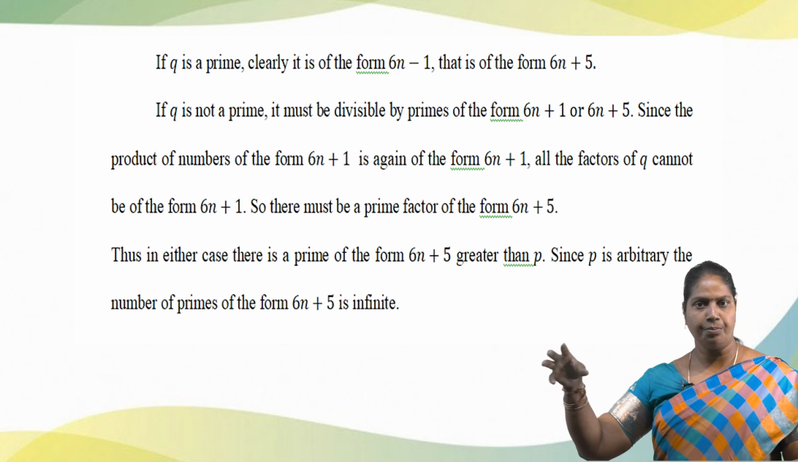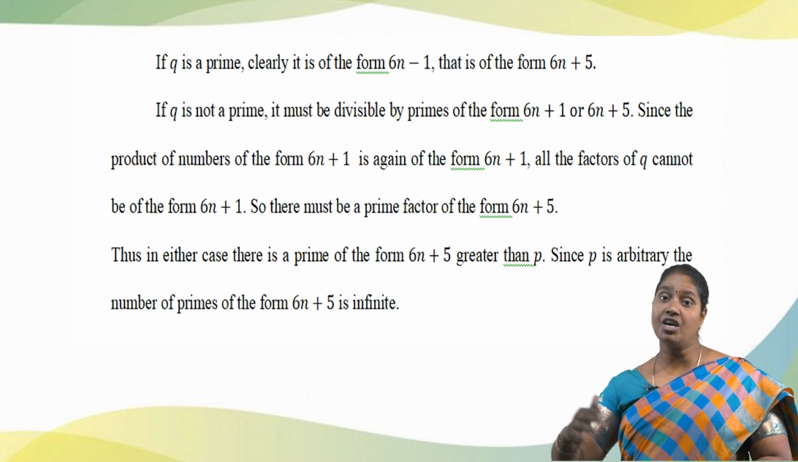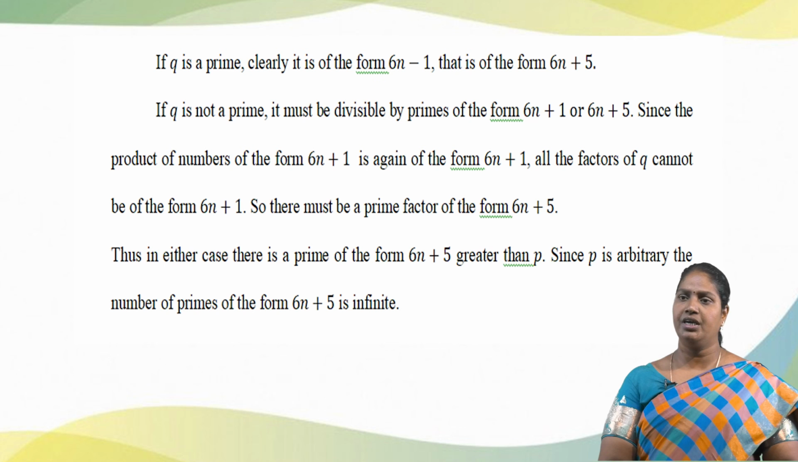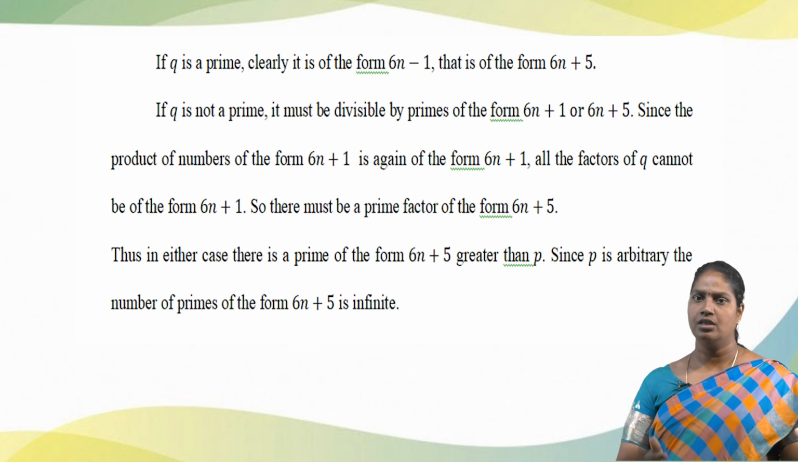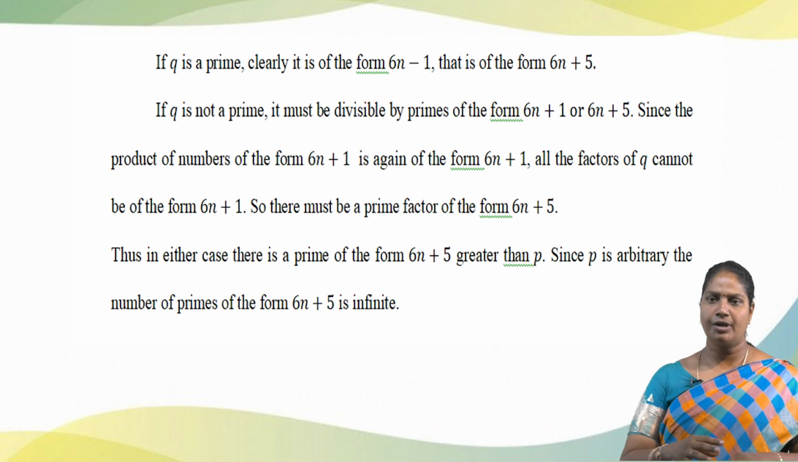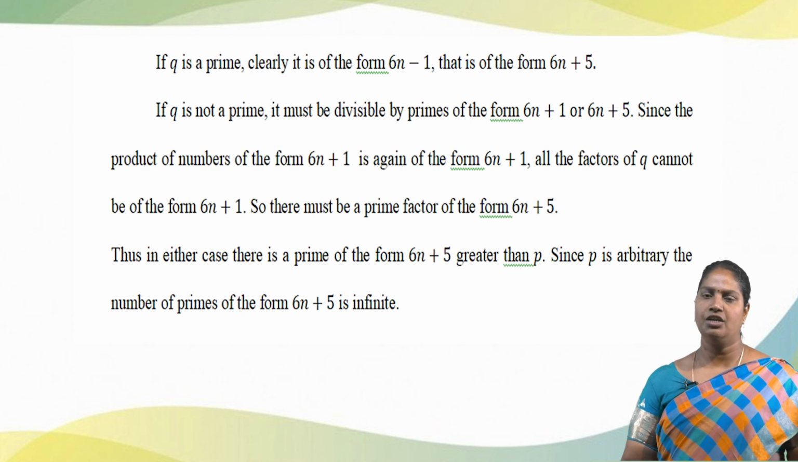That is, we choose a prime p, and beyond p we find some other prime which is larger than p. So similarly we can choose primes continuously. Therefore the primes of the form 6n plus 5 are infinite.